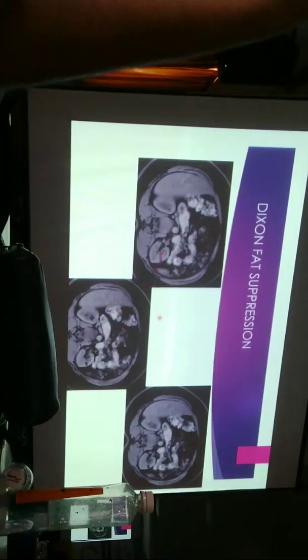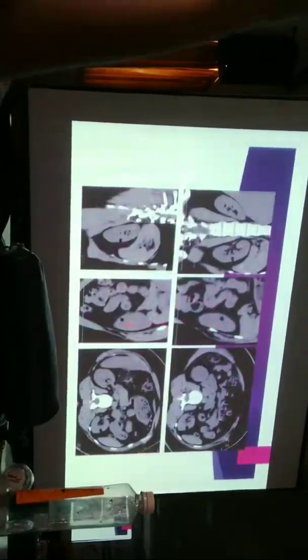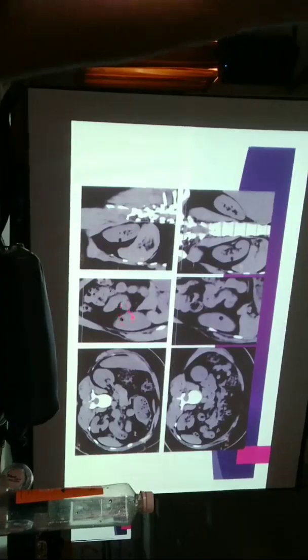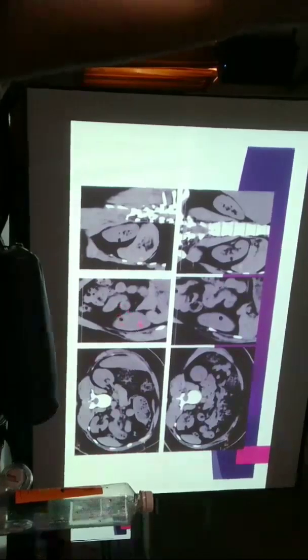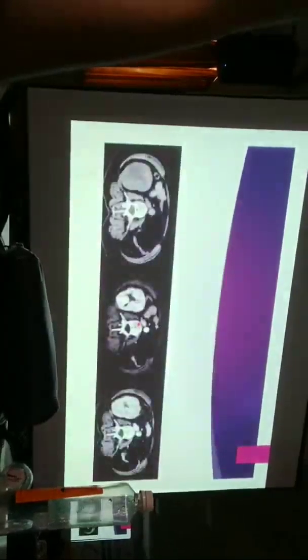Very good. So the Dixon image is very useful to pick up very tiny fat-containing lesions like this, and this is the CT where you can see the fat-containing lesion here. So incidentally, we may pick up lesions even when they come for a routine MRI abdomen, which is an incidental, it may be a small benign lesion.